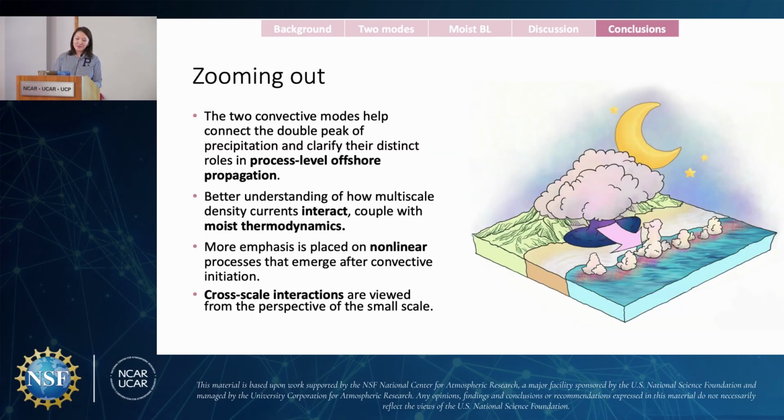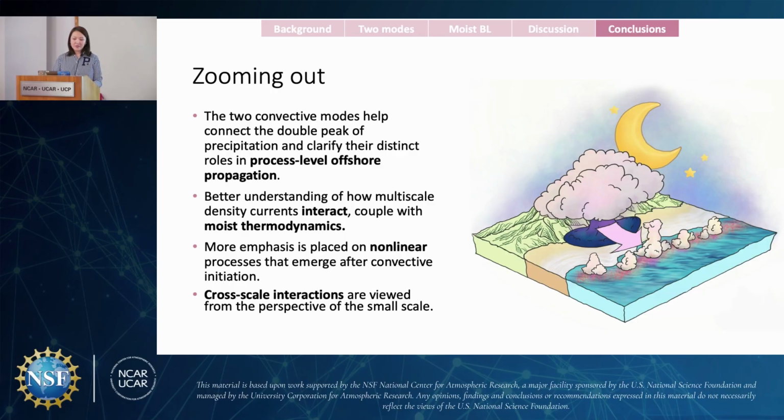The zooming out conclusions can also be that the two convective modes help connect the double peak of precipitation and clarify their distinct roles in a process-level understanding of offshore propagation. Besides talking about different kinds of density current, we want to have a better understanding of how multi-scale density currents interact and how they couple with moist thermodynamics.